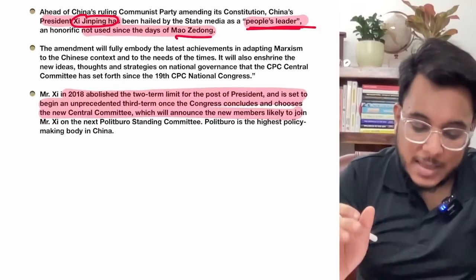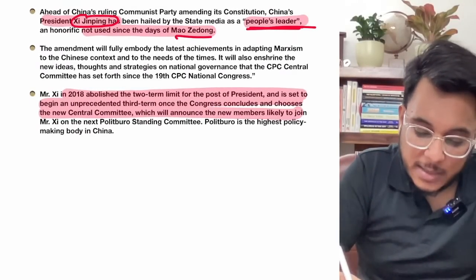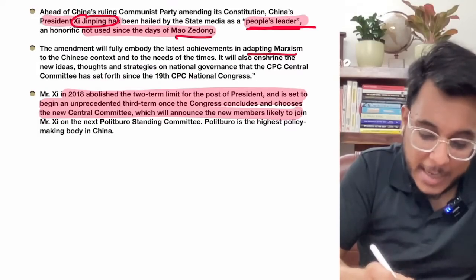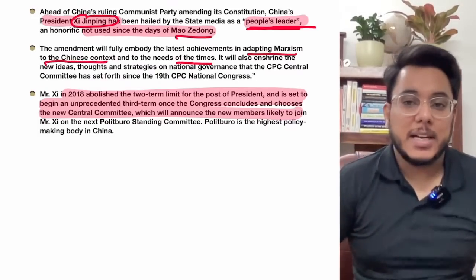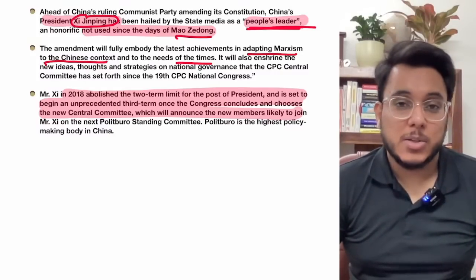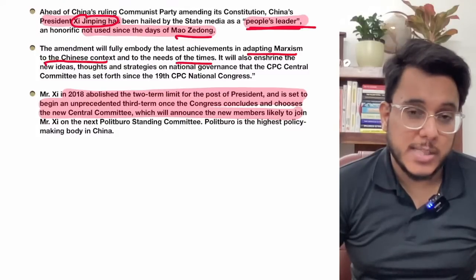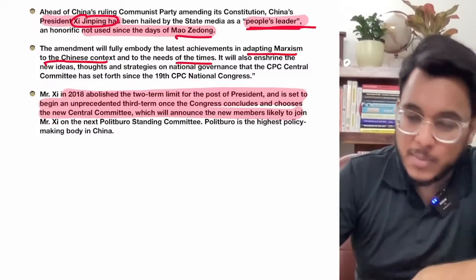Now guys, the amendments are being made to the constitution which will fully embody the latest achievements in adapting Marxism to the Chinese context and to the needs of the time. Now China doesn't want to just adopt the socialism, the communism of the past. They want to have socialism with Chinese characteristics. Are you getting it or not? So that is something that has been talked about.